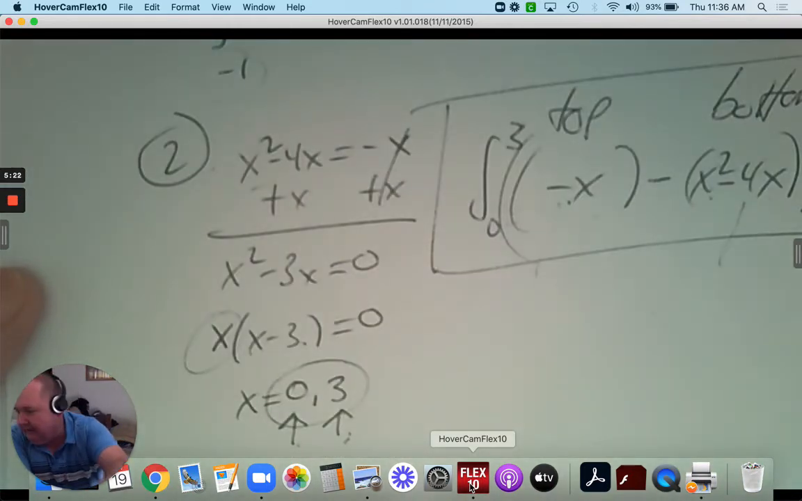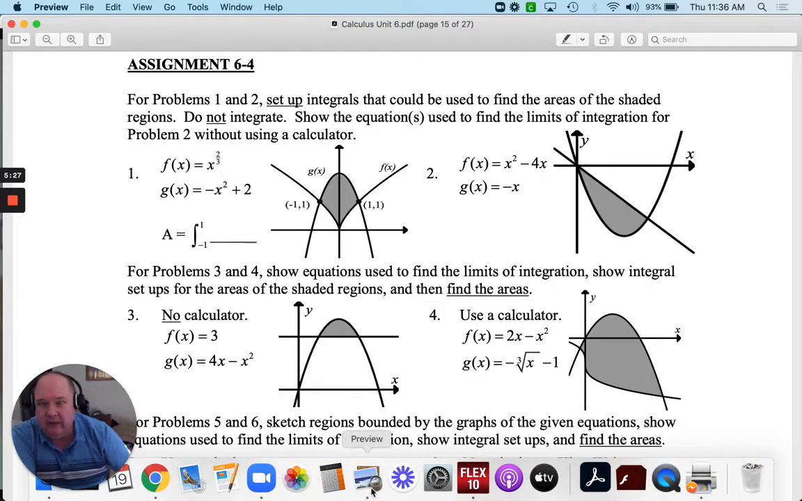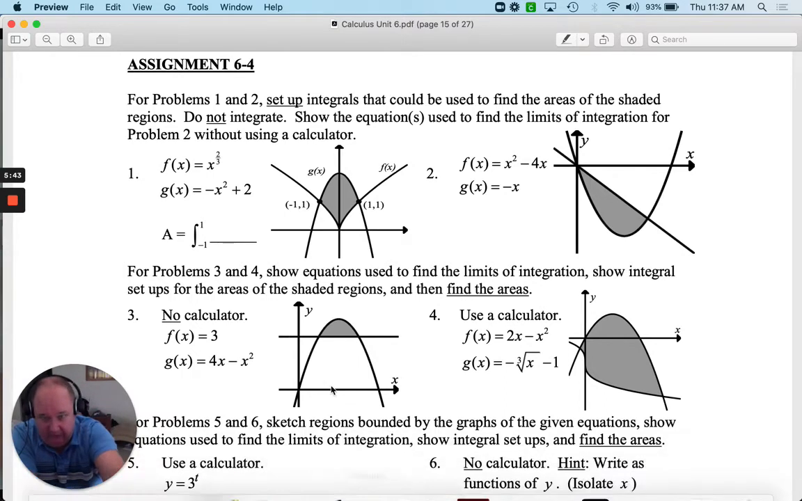In number 3, it says, for problems 3 and 4, show equations used to find the limits of integration, show the limits, show the integral setup, and then find the areas at the end. So I'm going to do everything from beginning to end. My goal is to find the area of that shaded spot. To do that, I first need to know the lower limit and the upper limit. How do I do that? I take the two functions, make them equal to each other, and solve for x.